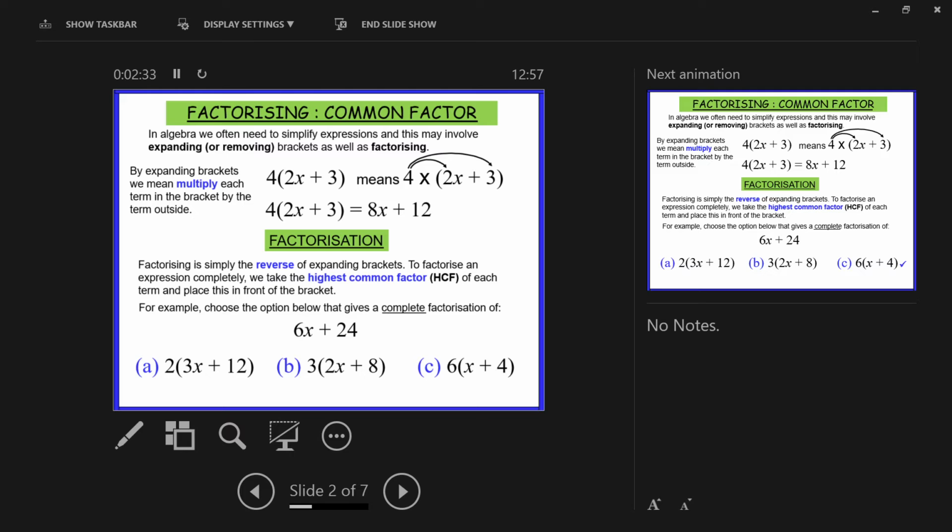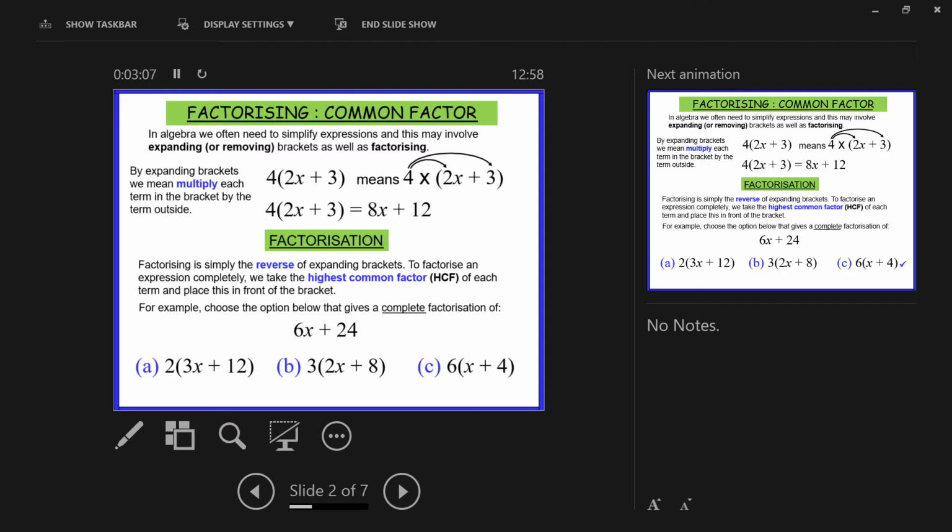C, because we said when we factorize, we take the highest common factor, which was 6, of each term and place this in front of the bracket. So over here I'm telling you the highest common factor is 2, but it's not the highest common factor. So that's why we don't use it. Over there I'm telling you that the common factor is 3, but it's not the highest. So that would be my highest common factor, 6.